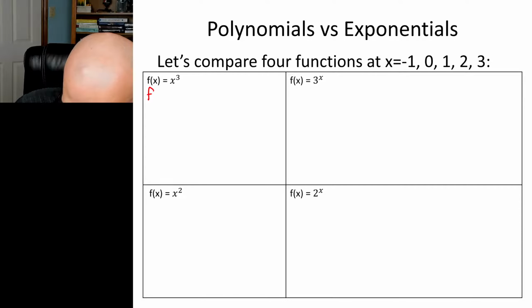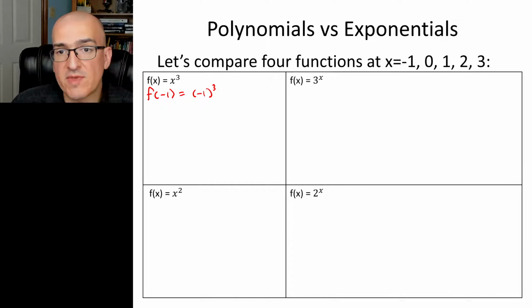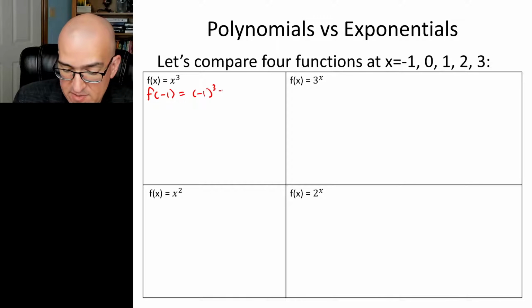So I'm going to evaluate f at -1. So this is -1 to the power of 3. We replace the x by -1, and this means -1 multiplied by itself 3 times. So -1 times -1 times -1, which is -1.